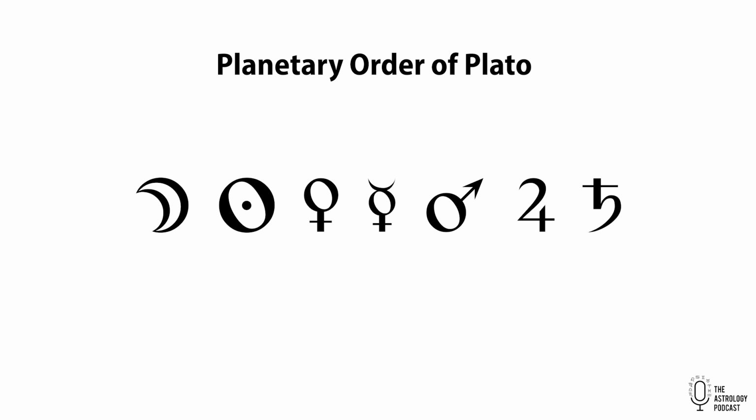So in the Timaeus, around, let's say, 360 BCE, towards the end of Plato's career, Plato used the following planetary order, which became very important. This is the planetary order which starts with the moon, and then the next is the sun, and then Venus, and then Mercury, and then Mars, and then Jupiter, and finally Saturn. So this is the planetary order that gets established in Plato.